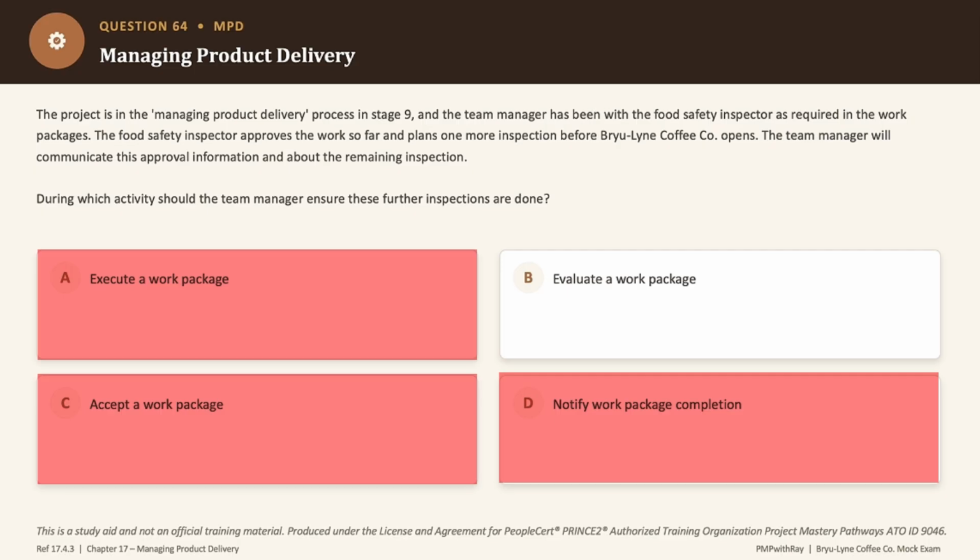Now, as part of that, checking on any outstanding inspections and communicating the same to the project manager falls within the remit. So the correct answer to this question is option B.